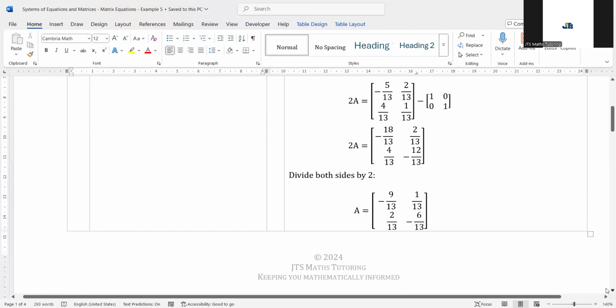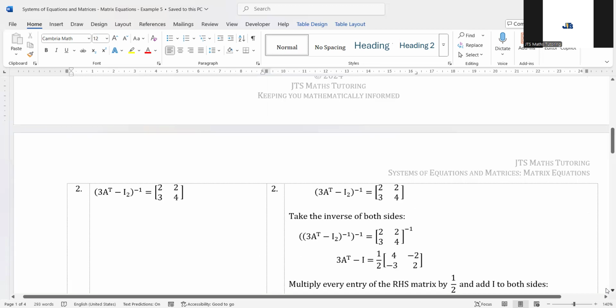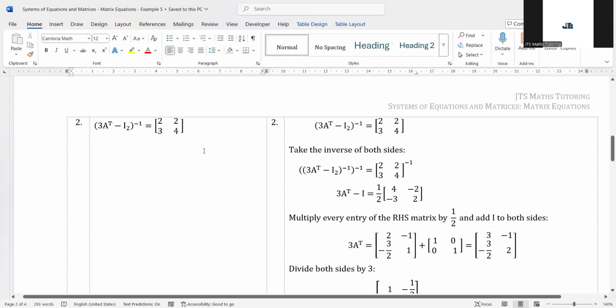All right, let's go to question number 2. We do exactly what we just did in the previous question. We take the inverse on both sides. By so doing, we are left with what is inside the bracket here. I know you know the drill right here. You multiply every entry by 1/2 and you add the identity matrix to both sides. The next thing, you divide by 3.